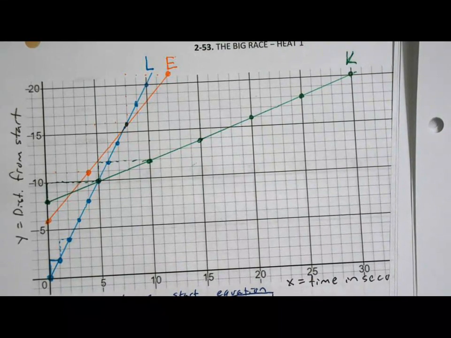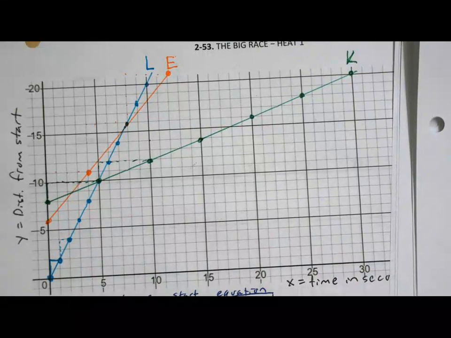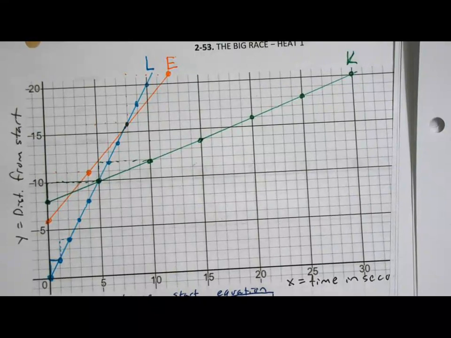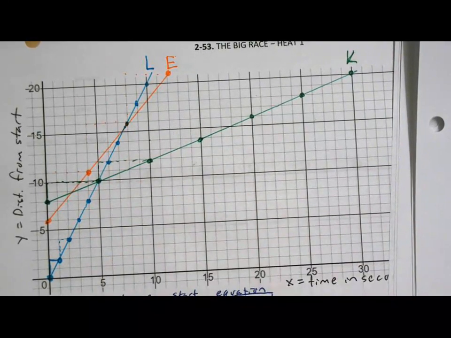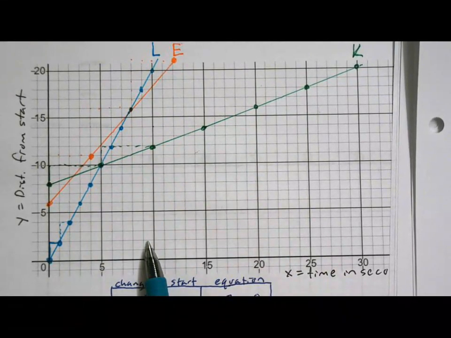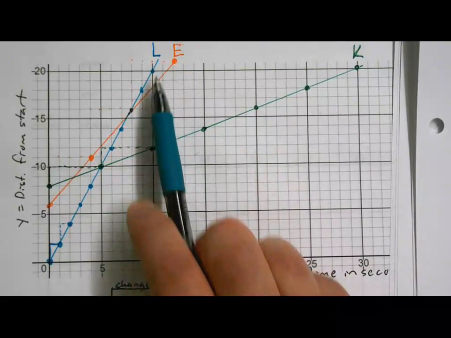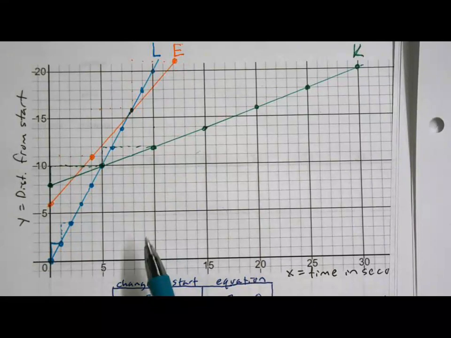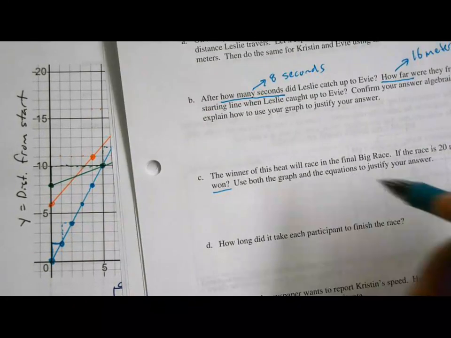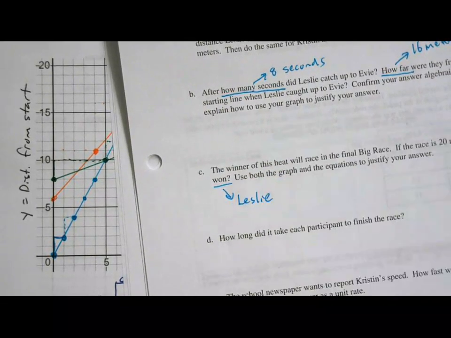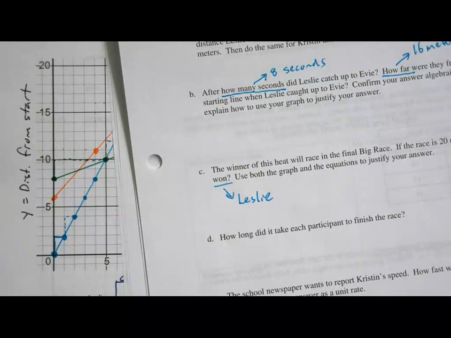The person who gets to the starting line or the finish line first would be the winner. So who got to the finish line in the shortest amount of time? Leslie took 10 seconds. Evie took a little bit over 11 seconds. Kristen took 30 seconds. Leslie's the clear winner. Leslie got there first. So who won? Leslie. And when you do the finals, you're going to see Leslie on there. And we'll probably not do that until next week.